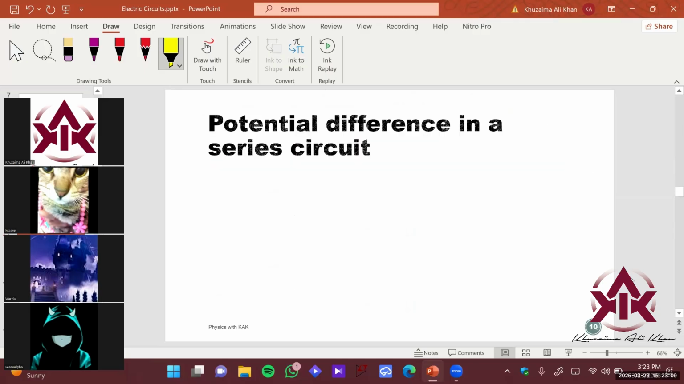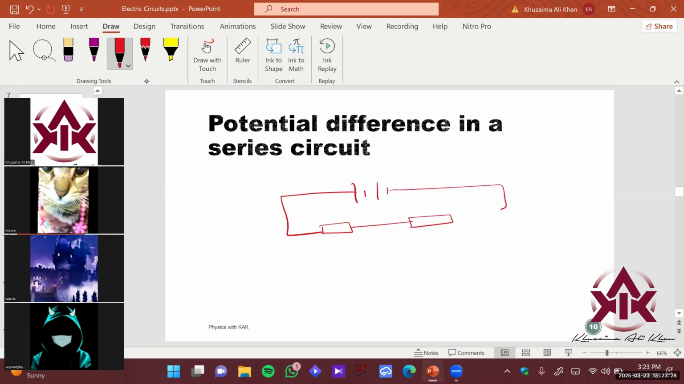Good. Now we have potential difference in a series circuit. Imagine that we have this circuit, right? We have a battery, and then we have resistors in series. Let me keep it simple to just two resistors. We have the battery potential at V. This is the current flowing through the circuit. I comes back to the negative terminal.